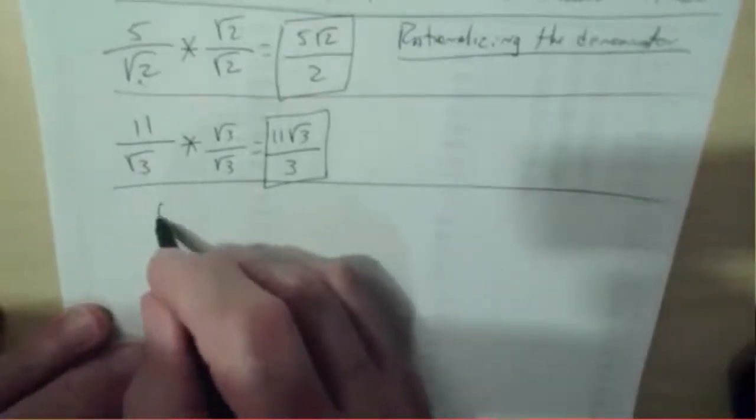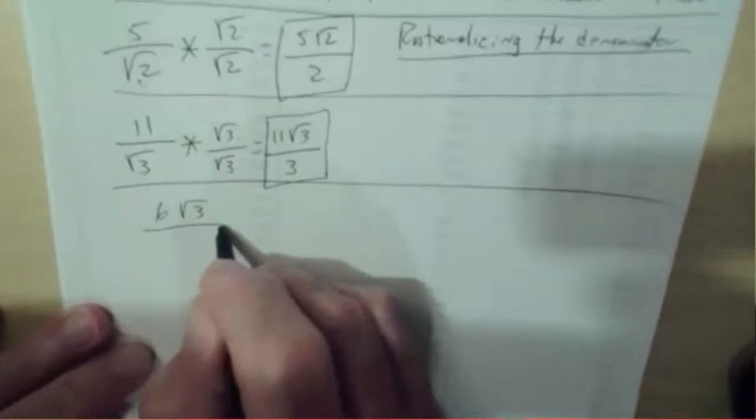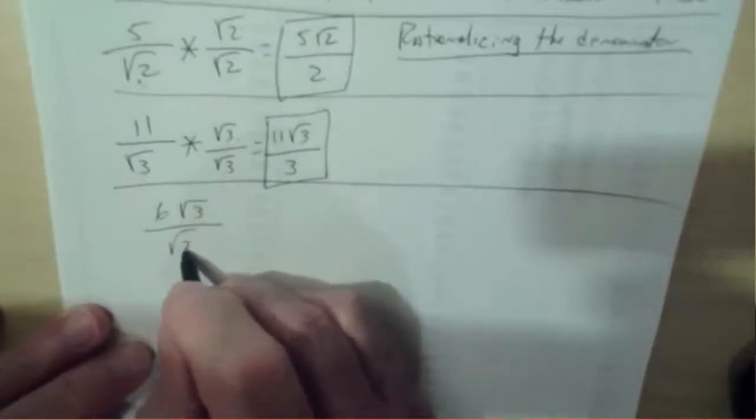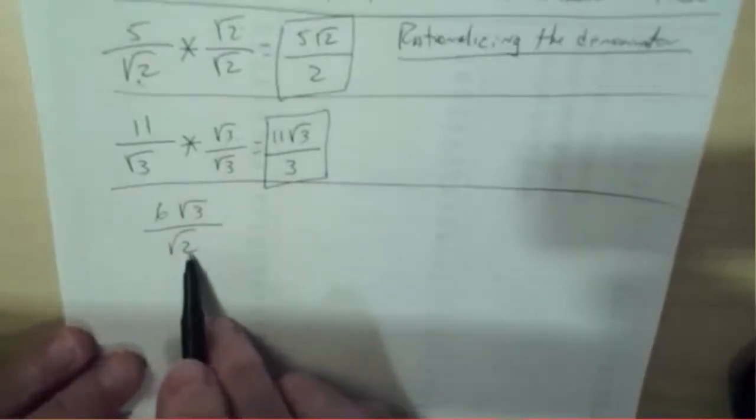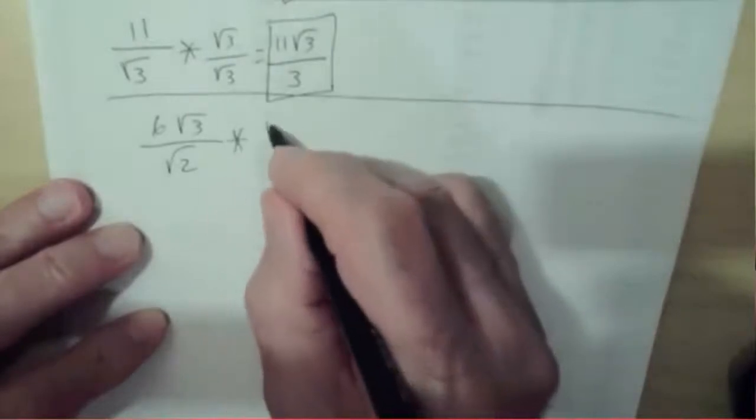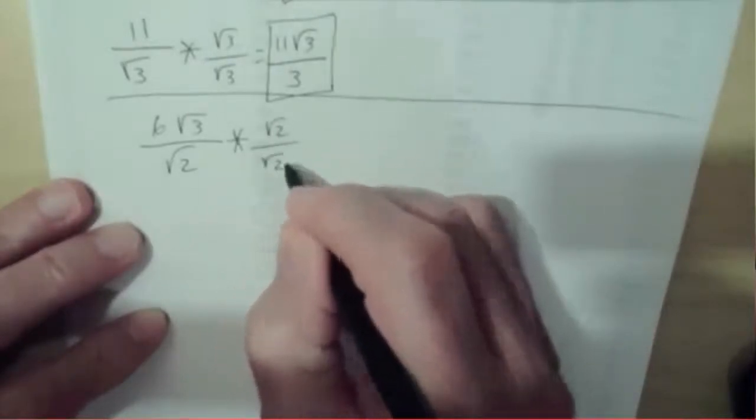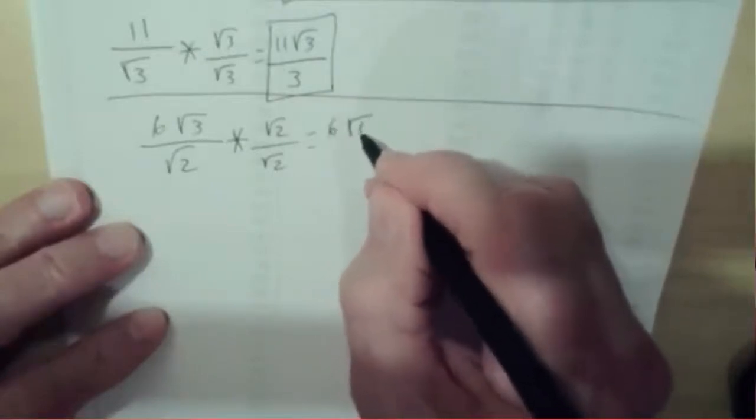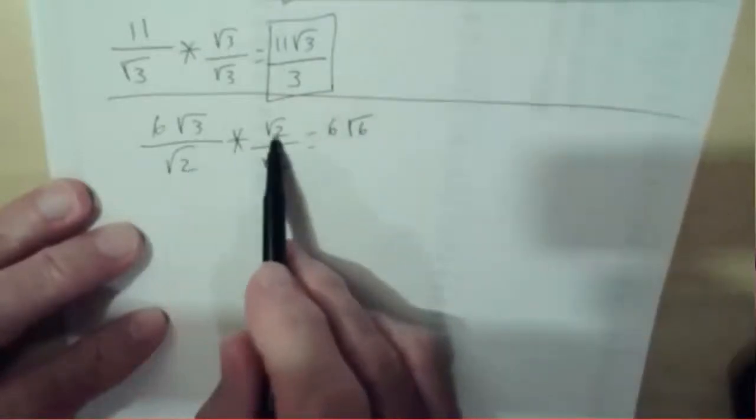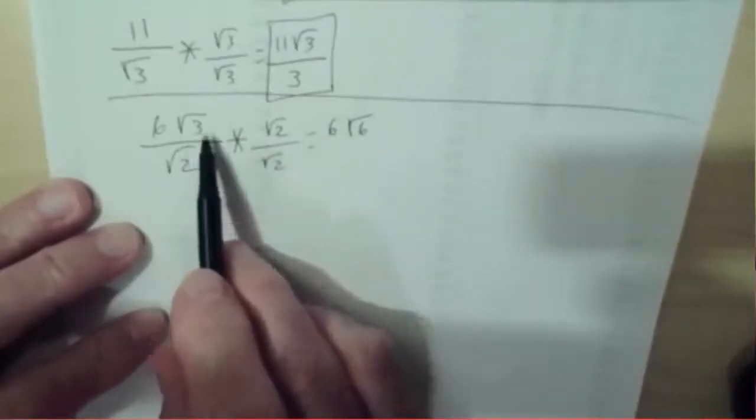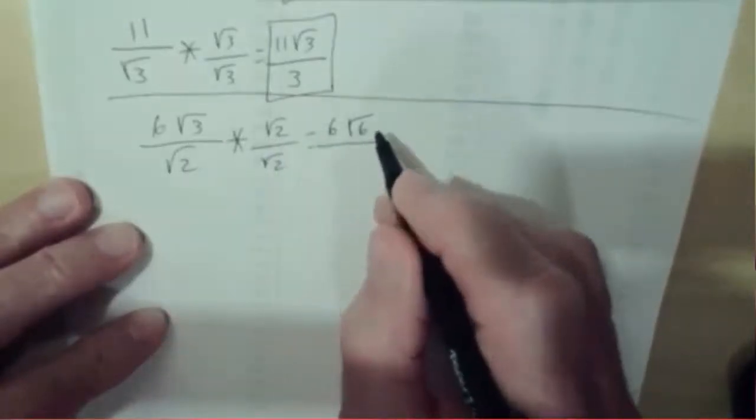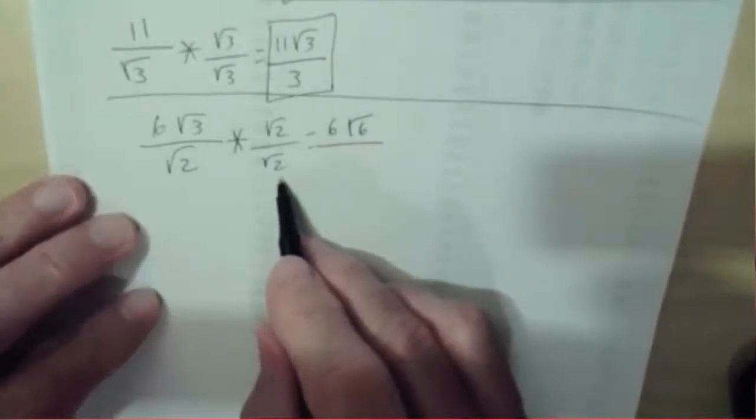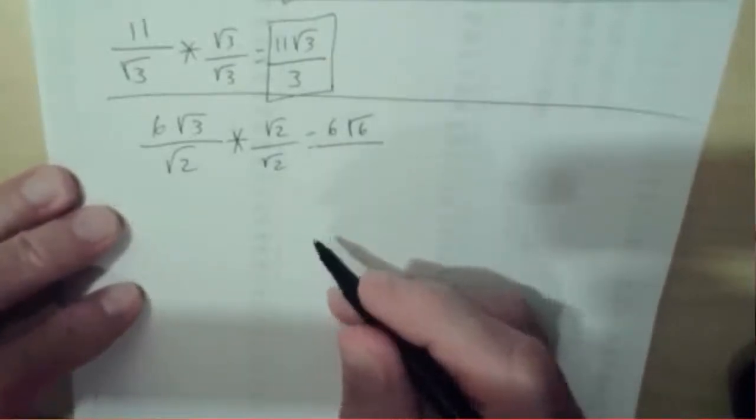6 times the square root of 3 over the square root of 2. Can we take the square root of 2? No, it's an irrational number. So we're going to multiply by square root 2 over square root 2. So this equals 6 times the square root of 6, right? 3 times 2. When they're under the radical like that, you can multiply them. Square root 2 times square root 2 is square root 4. And the square root of 4 is 2.